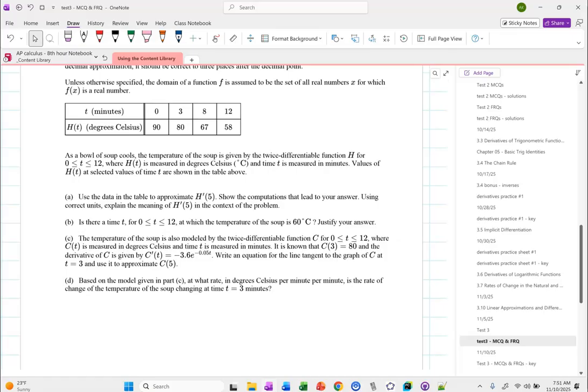As a bowl of soup cools, the temperature of the soup is given by the twice differentiable function h for 0 to 12, where h of t is measured in degrees Celsius and t is measured in minutes. Values of h of t at selected values of time t are shown in the table above. Use the data in the table to approximate the derivative of h at 5. Show the computations that lead to your answer. Using correct units, explain the meaning of h prime of 5 in the context of the problem.